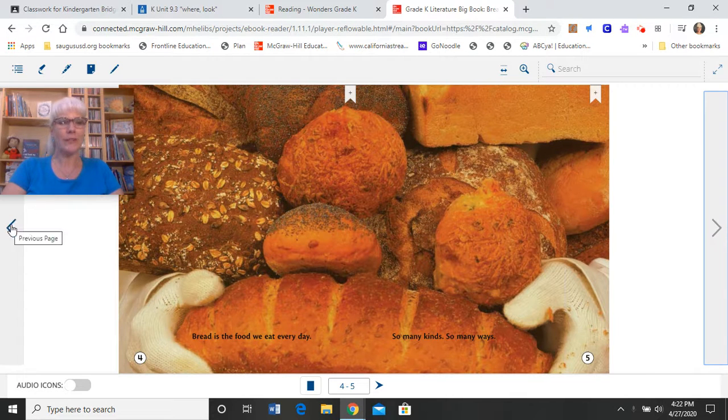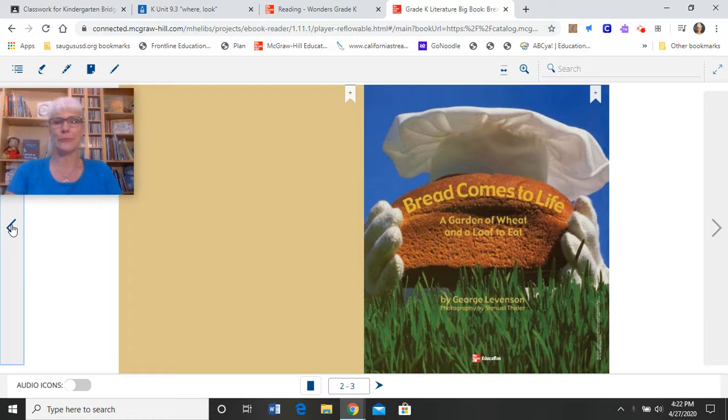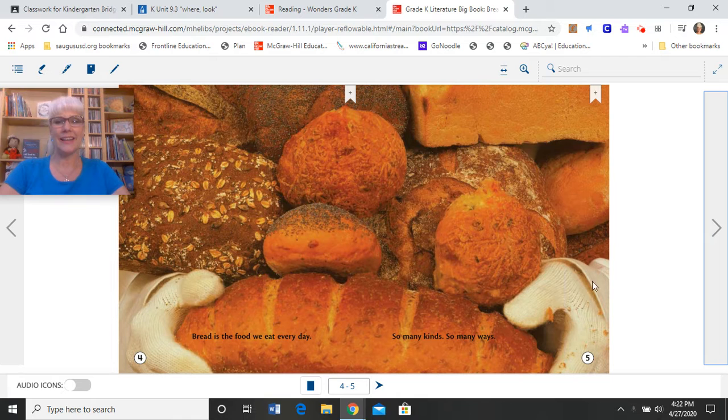Well, actually, let's go back to the cover. What do you notice that's kind of funny about this? Did you notice the chef's hat right up here and the chef wearing gloves, the gloved hands holding the wheat or holding the loaf of wheat bread? That gives us a clue as to what's coming up. And here, once again, we see those hands, but you probably didn't notice them right off the bat because our eyes are drawn to these many different kinds of loaves of bread.